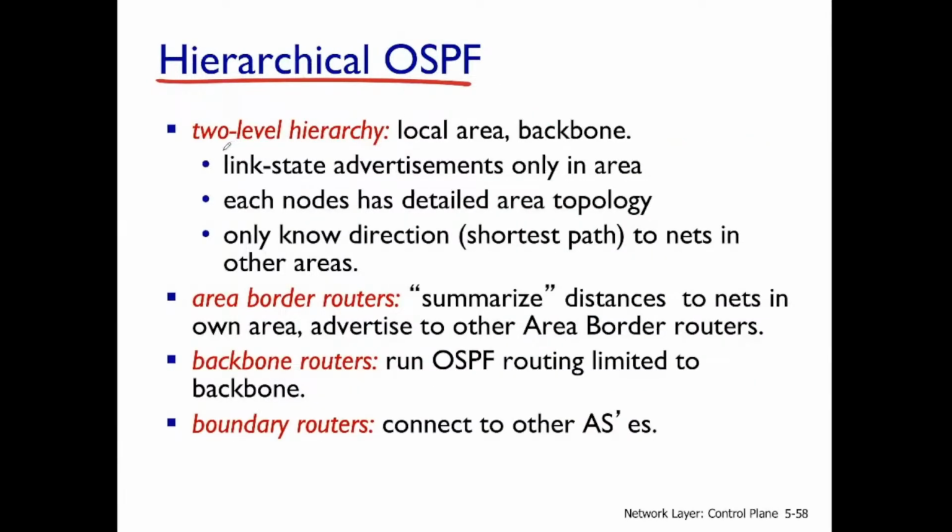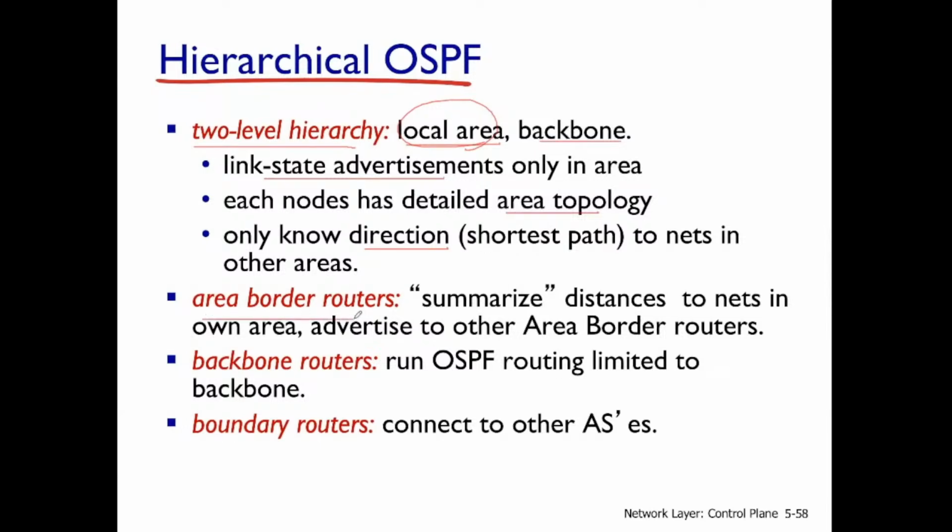So this slide is pretty much repeating what I was just saying. In the example, we do have two levels of hierarchy. At the lower level, we have these local areas, and at the higher level, the backbone. Inside each local area, the link state advertisements will only travel within the area. The link advertisements for the backbone network will be traveling only within the backbone. Each node in each area is going to know the entire area's topology, and the node inside an area will only know the direction to the area border routers in case the destination is outside of the area.